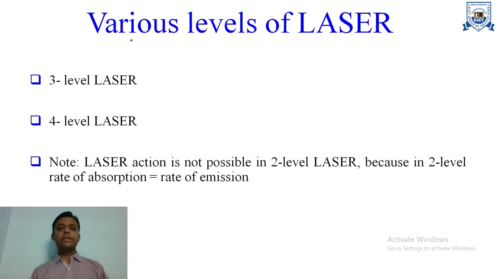Now the topic is various levels of laser. All lasers are categorized as 3 level lasers or 4 level lasers. But one most important point is that laser action is not possible in 2 level lasers, because in 2 level lasers the rate of absorption is equal to the rate of emission. So all lasers are 3 level lasers or 4 level lasers.